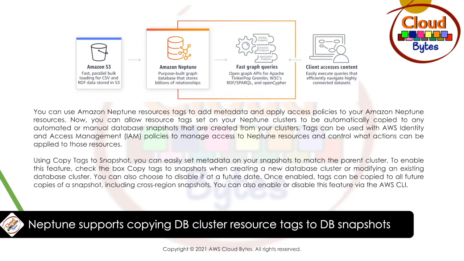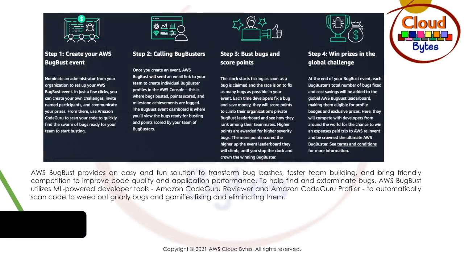Now you can use Neptune database resource tags to add metadata, and you can apply policies to your Amazon Neptune resources. You can allow the resource tags on your Neptune cluster to be automatically copied to any automated or manual database snapshots that are created from your cluster. Tags can be used by IAM policies to manage access to Neptune resources and control what actions can be applied to those resources. Moving on to the next news headline.